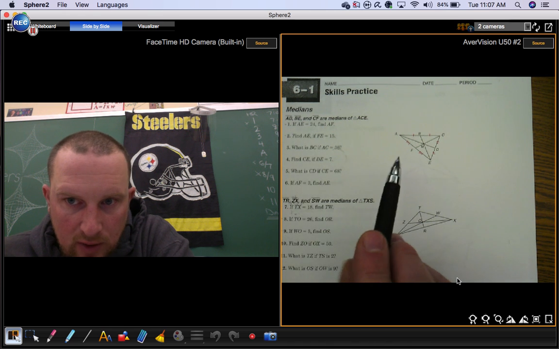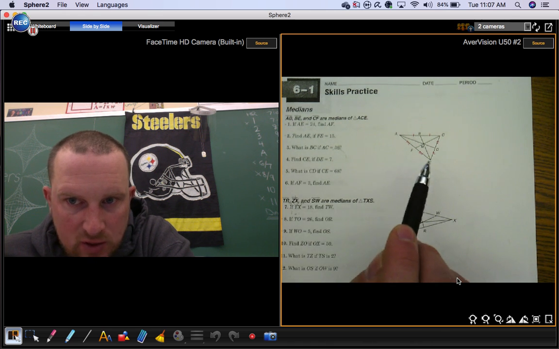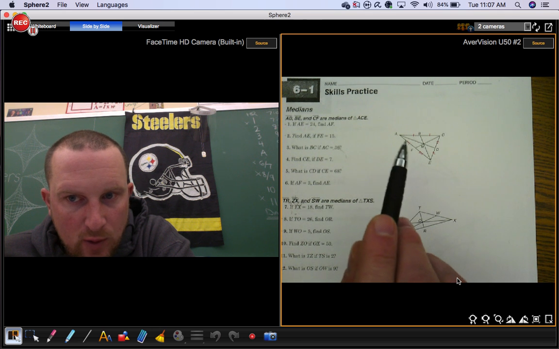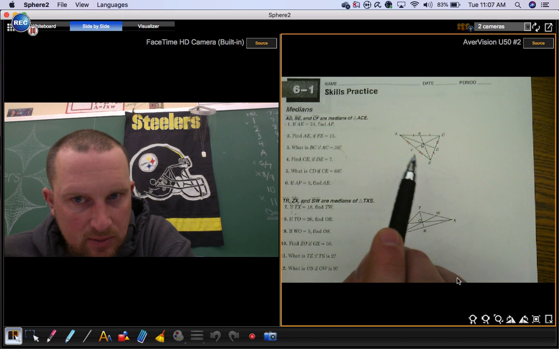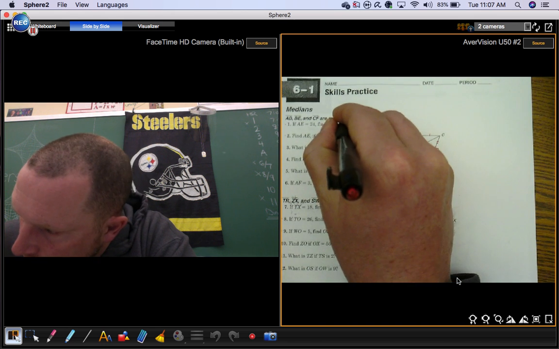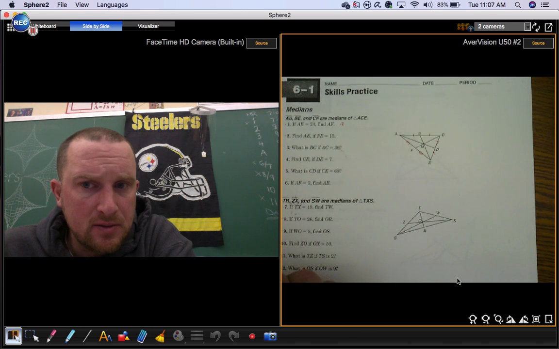A to E is 24, so this whole entire side is 24. How far would it be from A to F if the whole thing's 24? Remember, these are the same. It would just be half the distance.